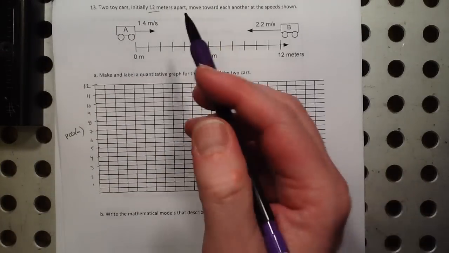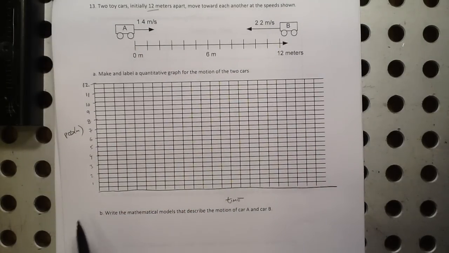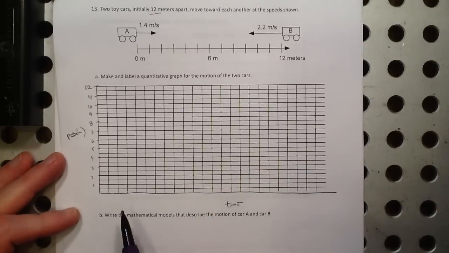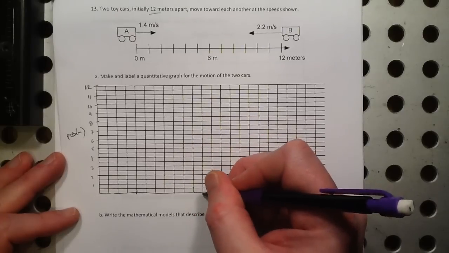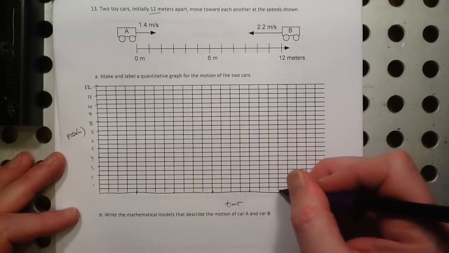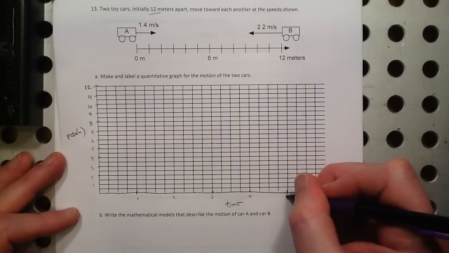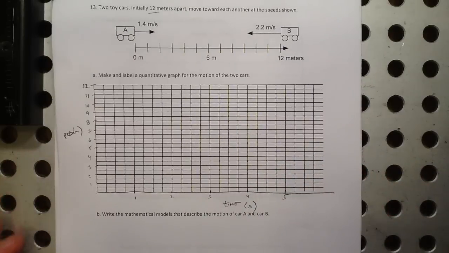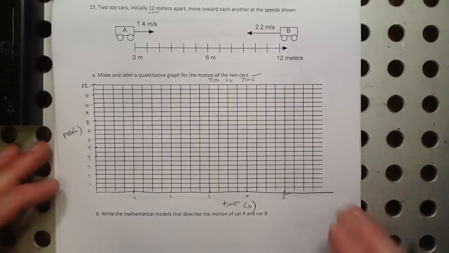Time, let's see. I guess we could ballpark that, but I don't think it's going to take too long for them to run into each other. I'll make this maybe about 5 seconds. So if I did 1, 2, 3, 4, that almost fits. Maybe I'll make it like 4s, like this. 1, 2, 3, 4, 5. That's time in seconds. This is a position versus time graph.